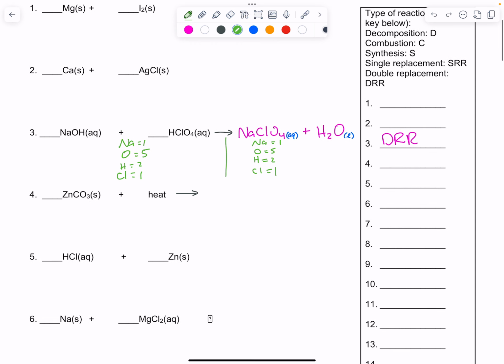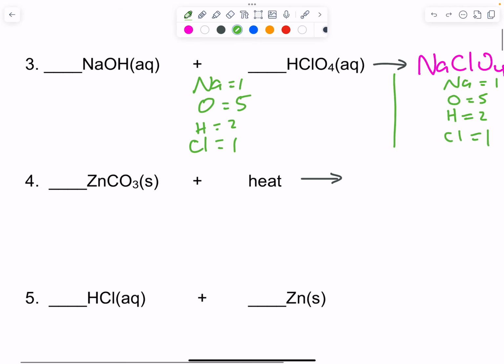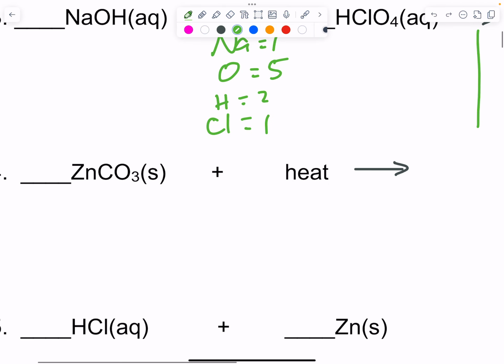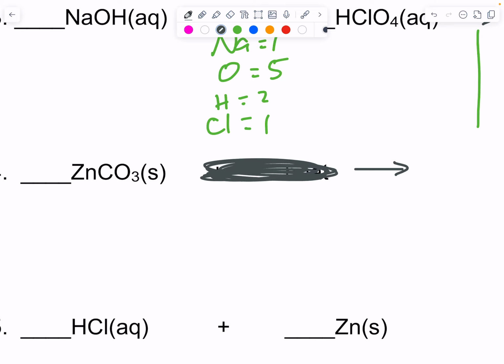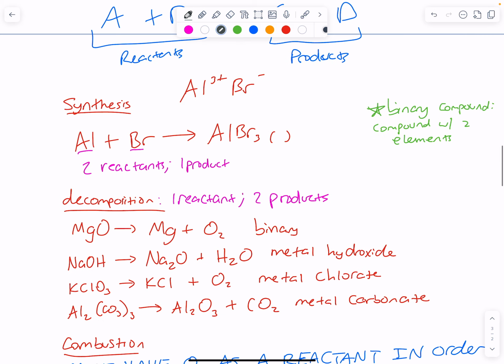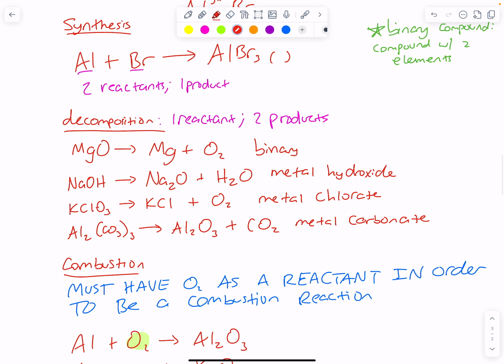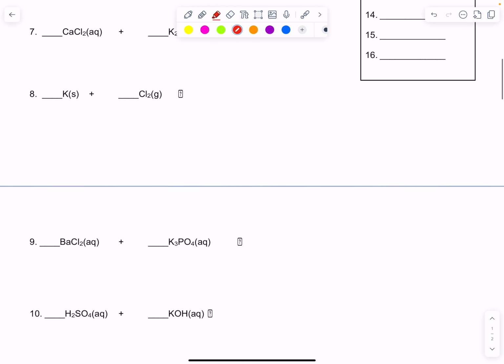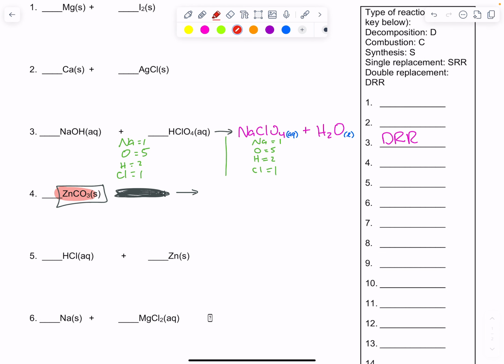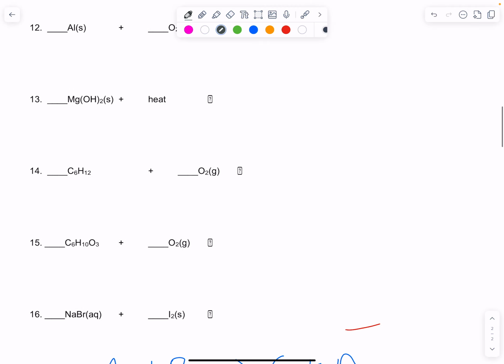Okay? Next. I guess we can do this one together. Like I said, ignore this. Okay, how many reactants do I have here? Just one reactant. What's the only type of reaction that has one reactant? Decomposition. Okay, and what is that compound? ZnCO3. Zn is a what? Metal. CO3 is what? A polyatomic called carbonate. This is a metal carbonate.